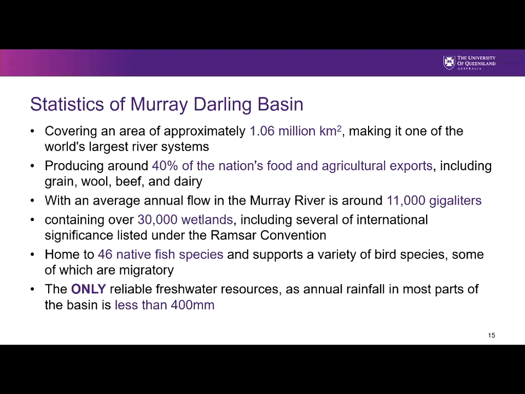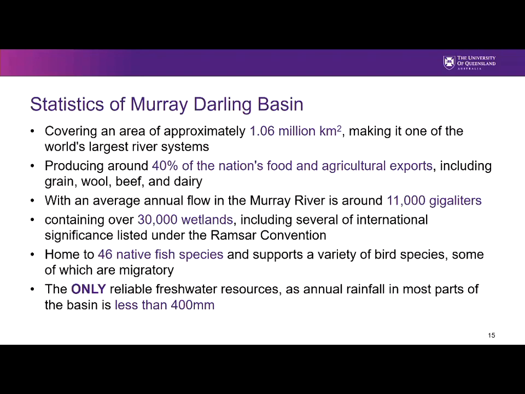Well, I tried to find out a way to understand what that means. What does it mean, gigaliters? Well, 1.5 megaliters is the amount of water in the UQ Aquatic Center, okay? So this is 11 million of the UQ swimming pool size. That gives you a rough idea of how big it is.